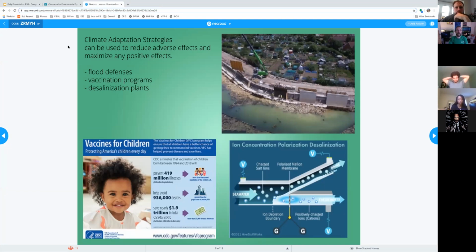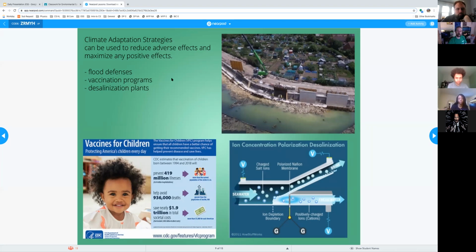These are all climate adaptation strategies, all right? So we enact climate adaptation strategies. This is different from mitigation because we are using them to reduce the adverse effects of climate change, the negative effects, and to maximize any of the positive effects. We saw the other day that some places in the world can actually increase in agricultural productivity with climate change, all right? So there are some things that we can do to maximize those positive effects.